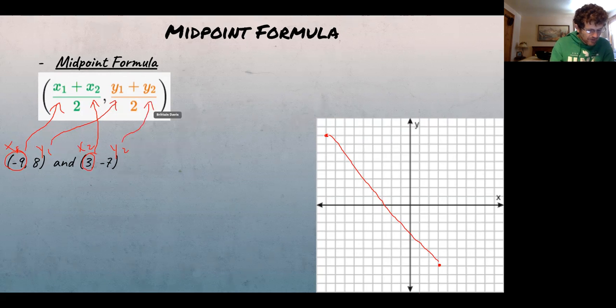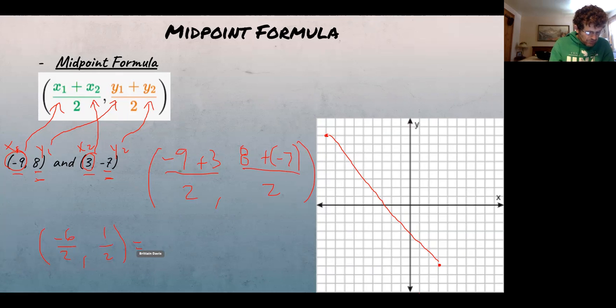Okay, so once I've got those numbers ready in my head, I'm mentally ready to plug those in. Let's go ahead and do it. -9 plus 3. Notice that I took the -9 and the 3, plugged it in, divided by 2, and then the next one is going to be 8 plus -7. Again, it's these two values right here, divided by 2. So -9 plus 3 is going to be -6 over 2. 8 plus -7 is going to be 1.